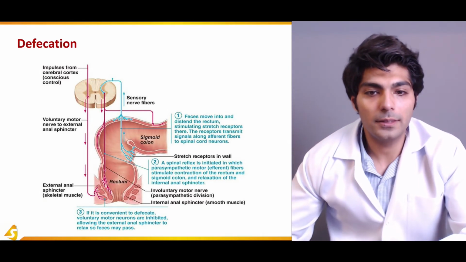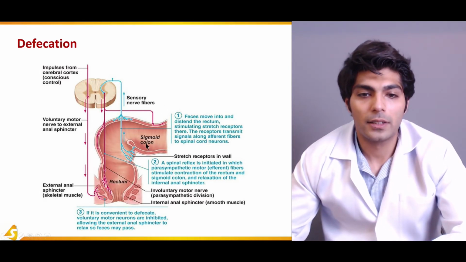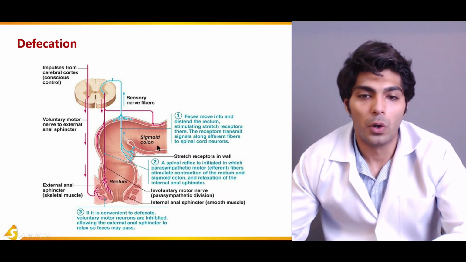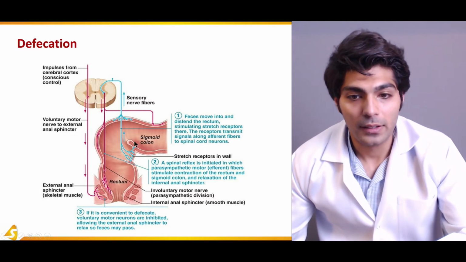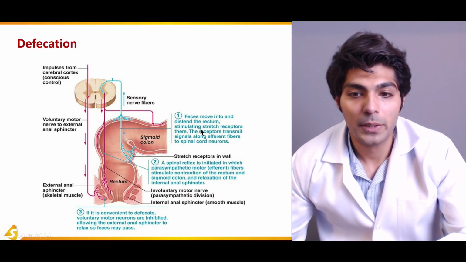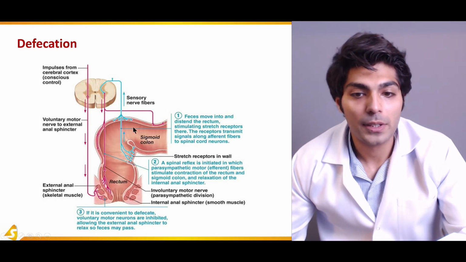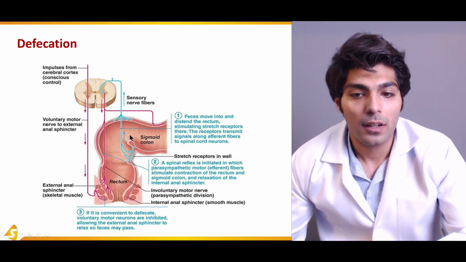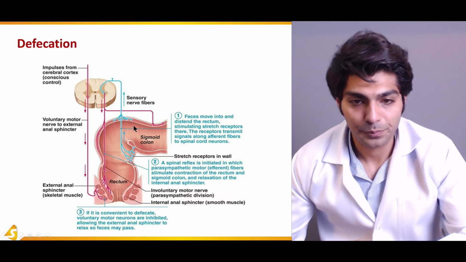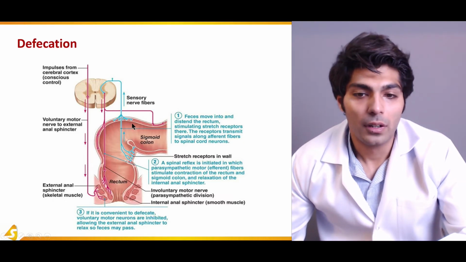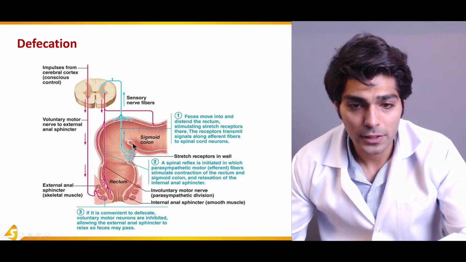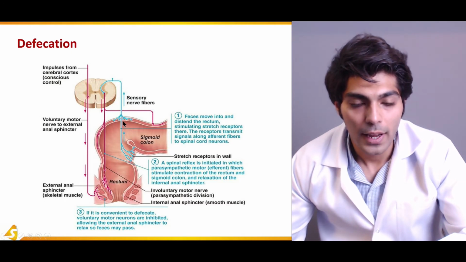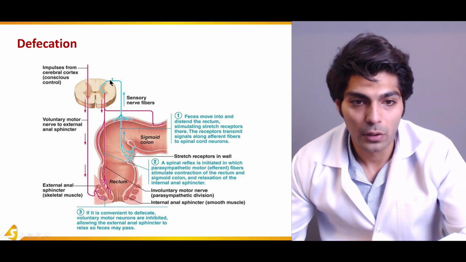So once the fecal matter reaches the sigmoid colon, it is distended, peristaltic waves are generated, and the reflexes stimulate the stretch receptors there, and the receptors transmit the signals along the afferent fibers to the spinal cord neurons. So there is an afferent pathway after distension in the sigmoid portion of the colon, and you can see the sensory nerve fibers moving into the spinal cord neurons.